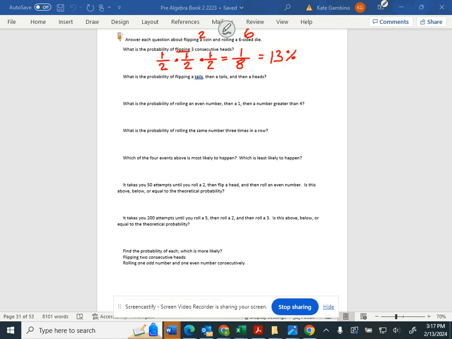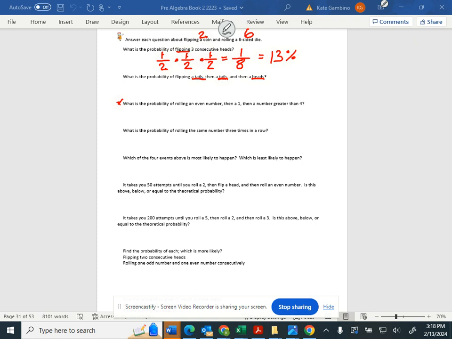The next one is very similar. We have one event flipping a tails, second event flipping a tails, third event flipping a heads. So we have 3 events just flipping that coin, and we know there's a total of 2 outcomes when we flip a coin.